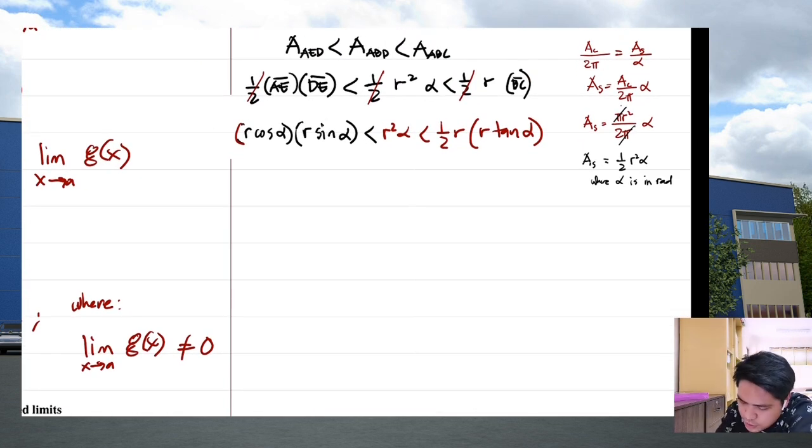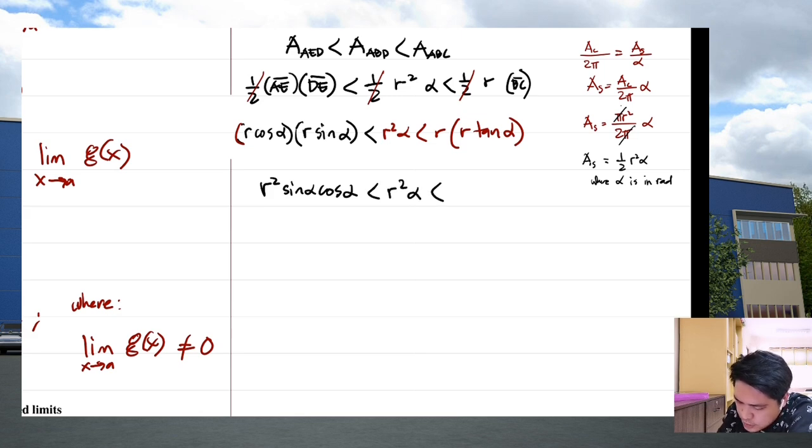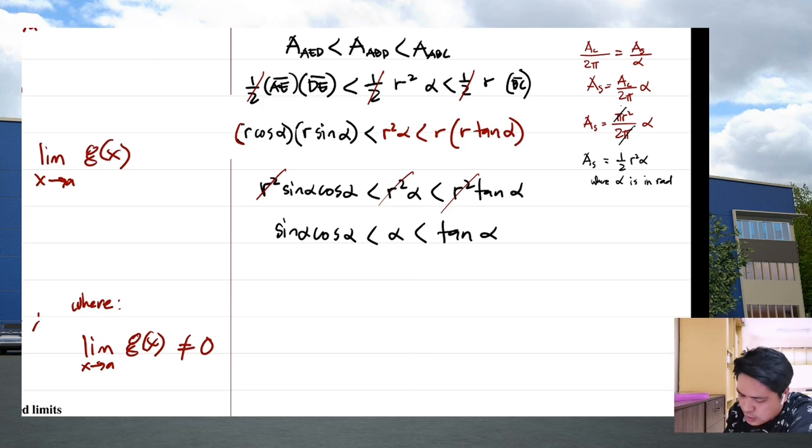Okay. Oh no, sorry. Wala nang 1/2. Wala nang 1/2 dito. Less than. Ayan. Wala nang 1/2. We already canceled out 1/2. So this becomes R squared sine alpha cosine alpha. That is less than R squared alpha. That is less than R squared tangent alpha. And again, we could cancel out. Common yung R squared. So tanggalin na lang din natin. So that means sine alpha cosine alpha is less than alpha and less than tangent alpha.